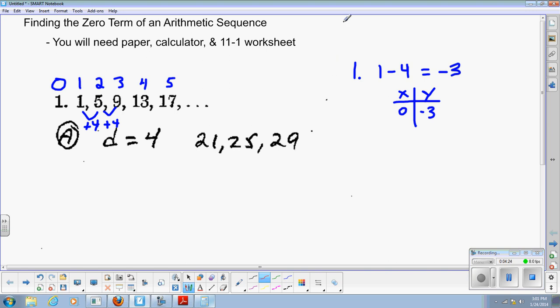Please, at the top of your paper, if you would label it this way, please write down this label. Write down at the top of the paper, finding the 0 term of arithmetic sequence, and then put your work like I have over here on the side of the video. Let me know if you have any questions. I'll be happy to help you.